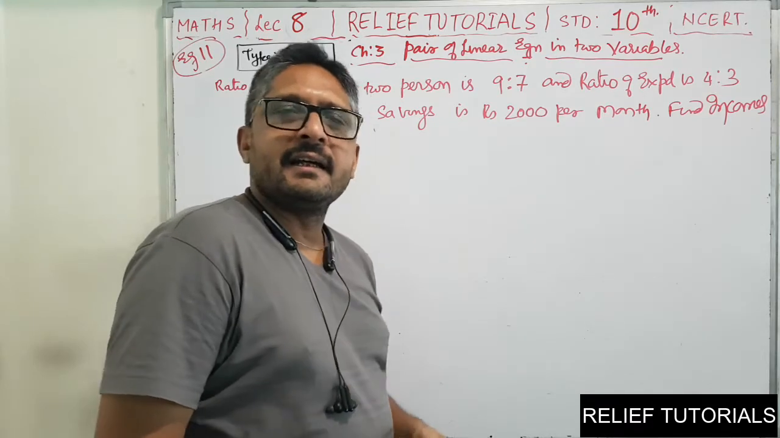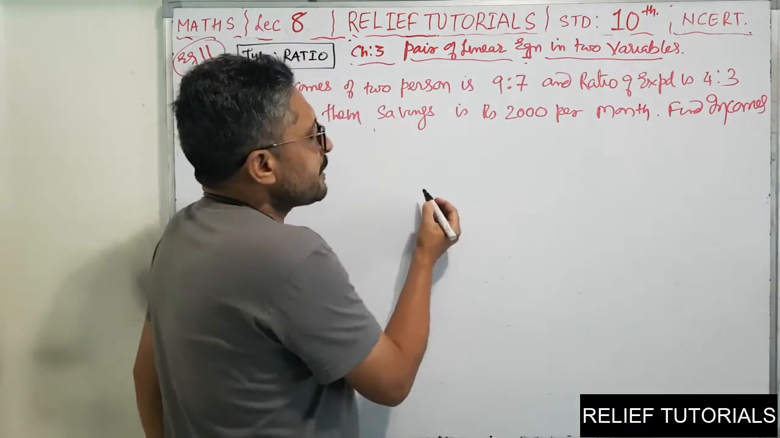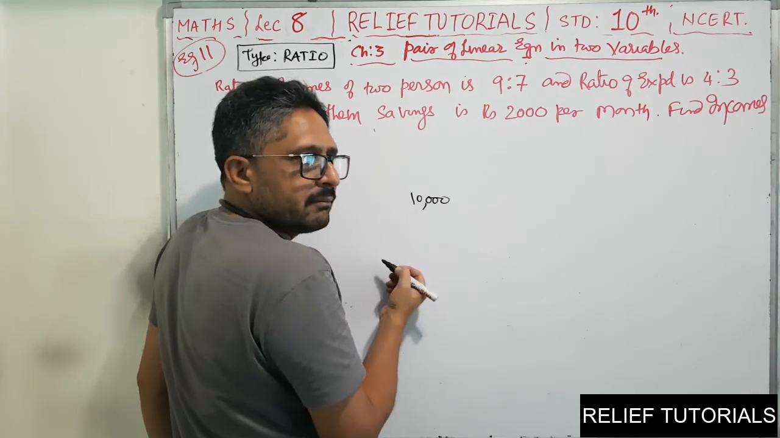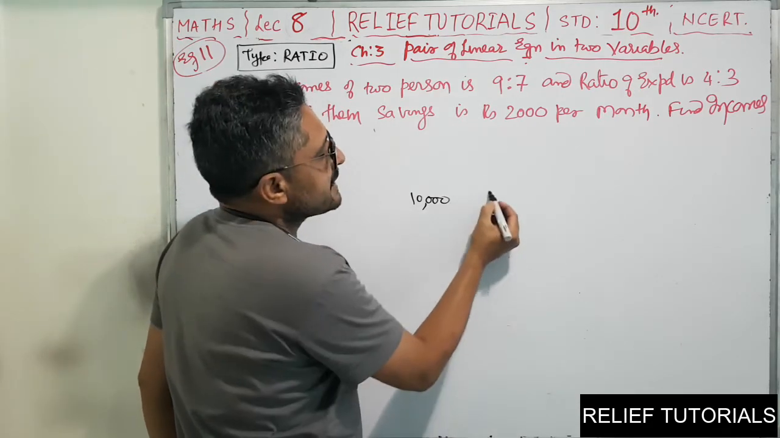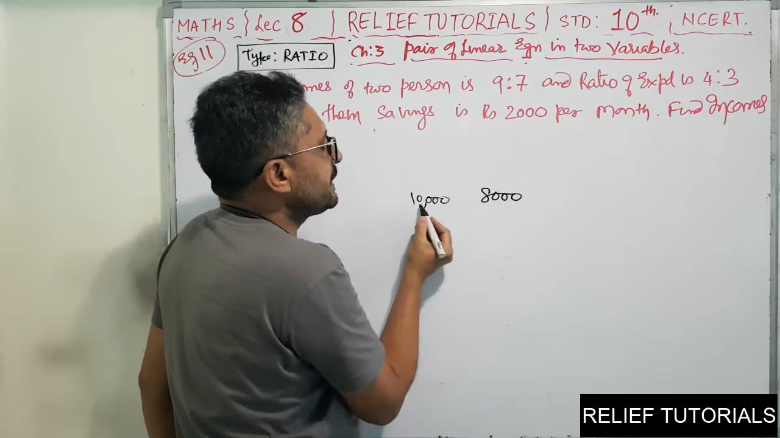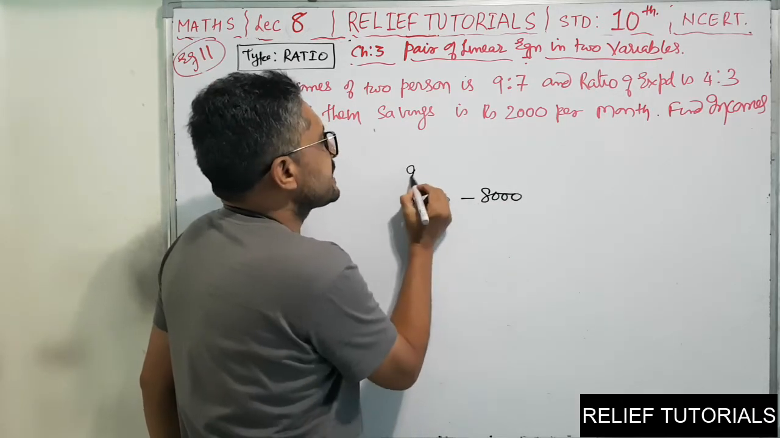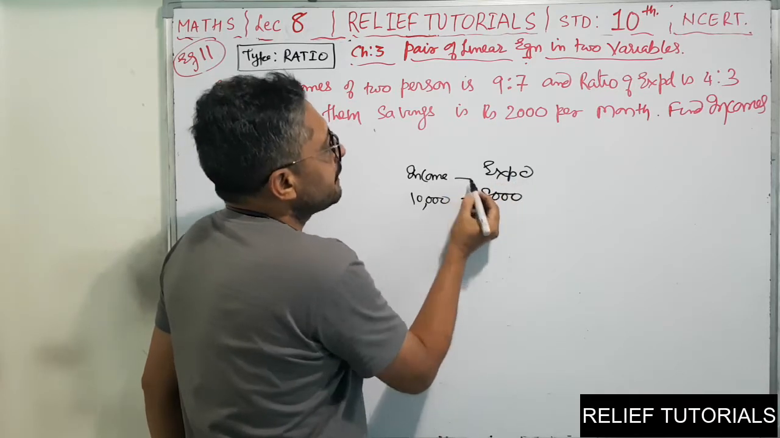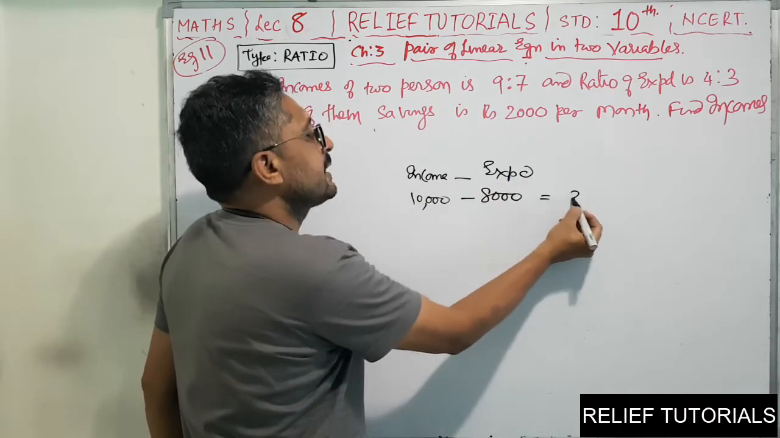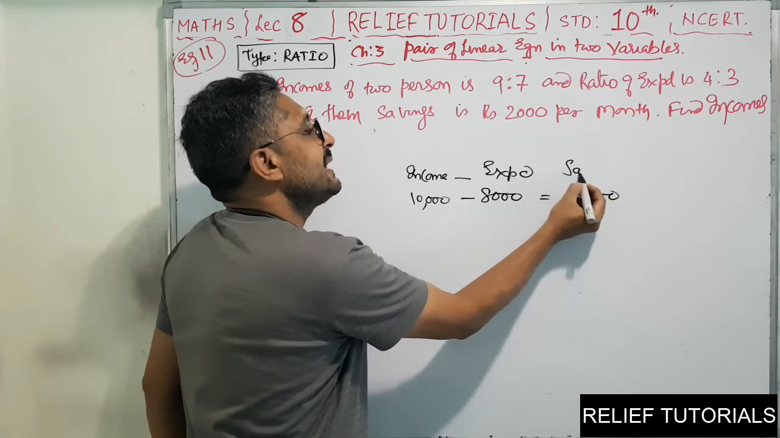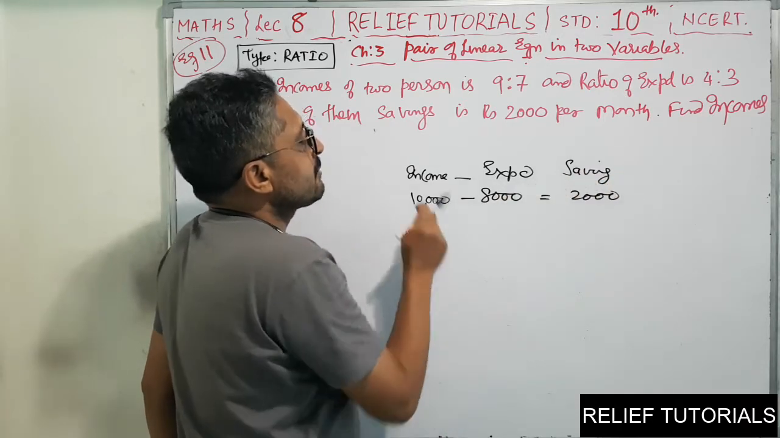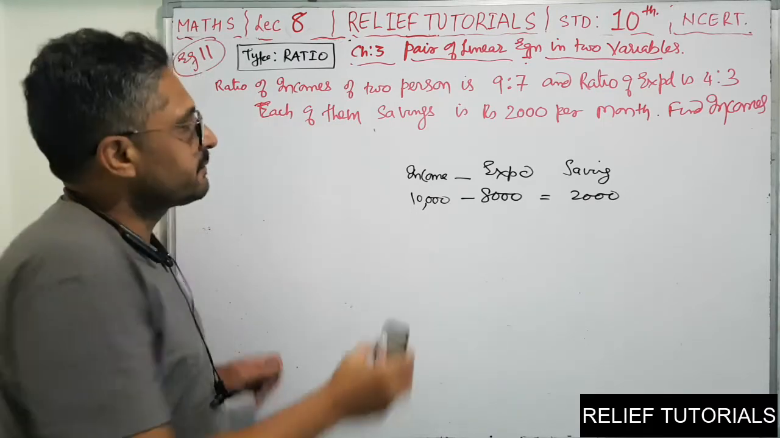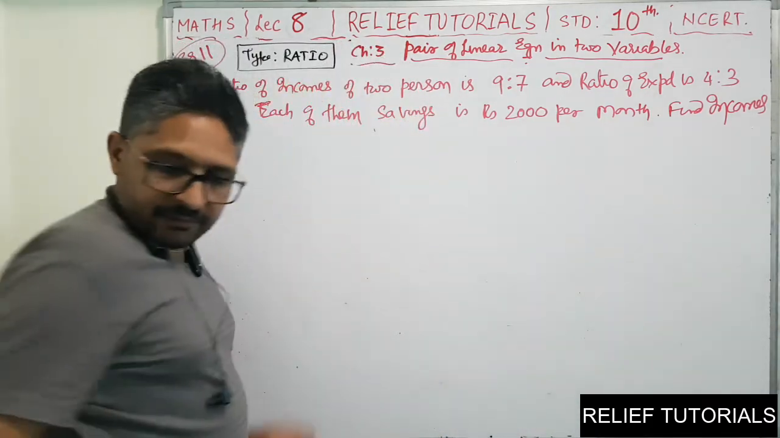You know saving is income minus expenditure. For example, if you are earning 10,000 rupees per month, this is your income, and your expenditure is 8,000 rupees. So from income you will subtract your expenditure, and you will get 2,000 rupees. That is your saving. So saving is equal to income minus expenditure. Clear? Simple logic.